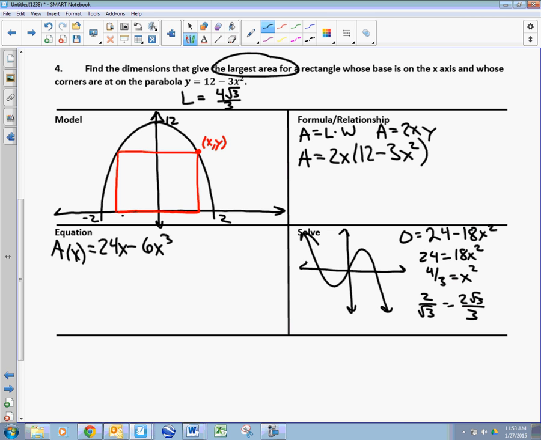And if I want to know the width, plug it in where? No. Okay, we know that y is equal to 12 minus 3x squared. That gives us our width, our y value. So we're going to take it and plug it in there. Not for area. If we plug in area, we will get the area.